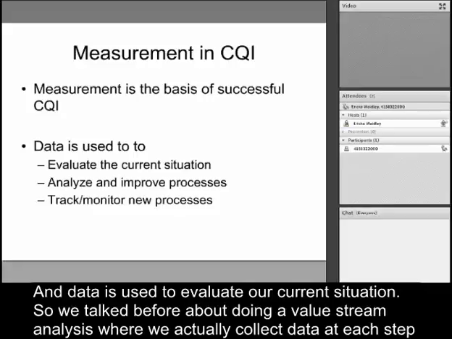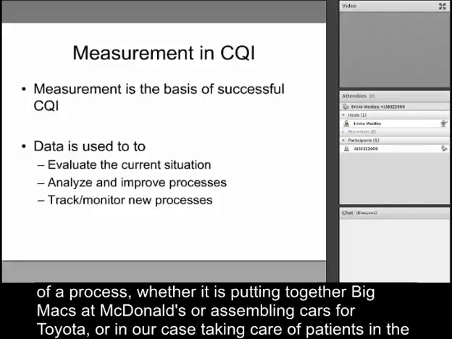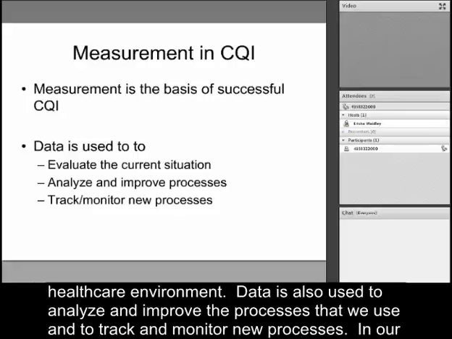So we've talked before about doing a value stream analysis where we actually collect data at each step of a process, whether it's putting together Big Macs at McDonald's or assembling cars for Toyota, or in our case, taking care of patients in the healthcare environment. Data is also used to analyze and improve the processes that we use and to track and monitor new processes.